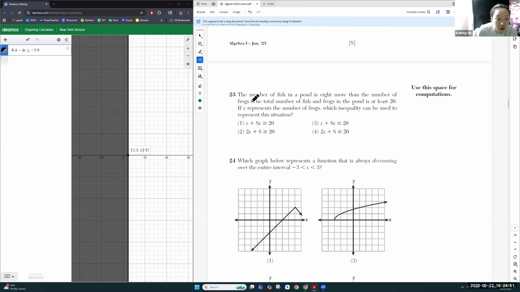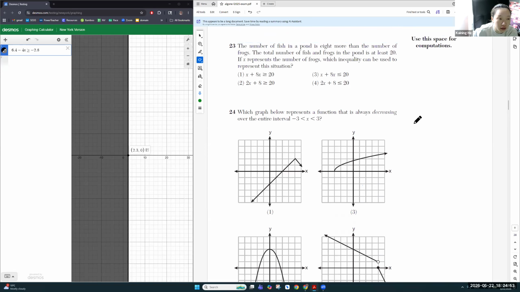Okay, let's take a look. Next one. We have time to finish the multiple choice. There's only 2 more left. The number of fish in a pond is 8 more than the number of frogs, and the total number of fish and frogs in a pond is at least 20. If x represents the amount of frogs, which inequality can be used to represent the situation? How would you write it?